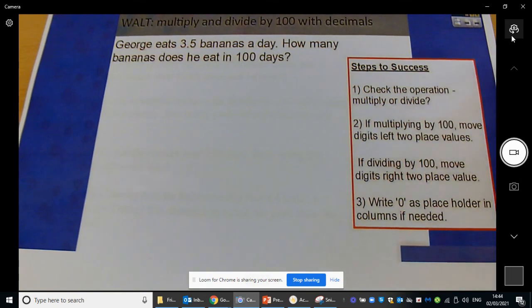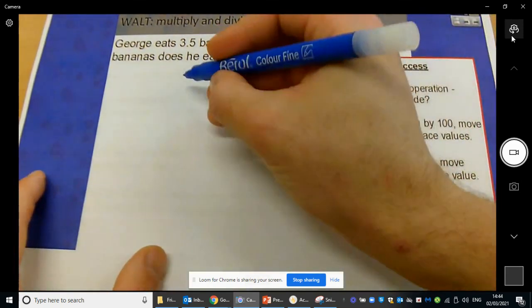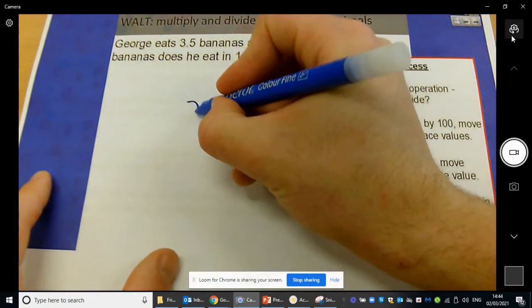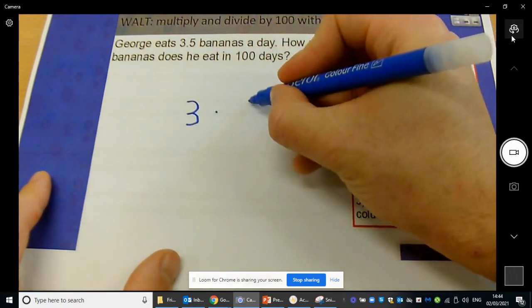And then see, if you feel really confident, you can shoot ahead and do the rest of the steps. If you still feel like you need a bit more support, that's absolutely fine. We can go through that together. But for the moment, multiply or divide. So, we know that he has 3.5 bananas in a day.